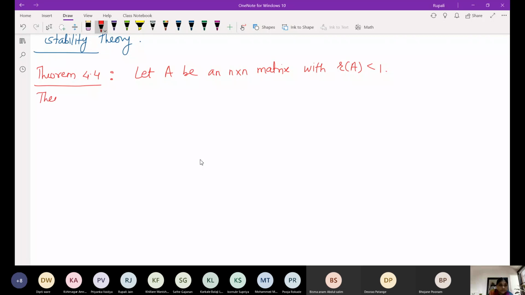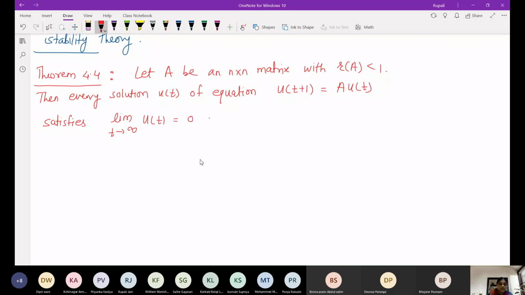Then every solution ut of equation 4.4, which is u at t plus 1 equal to A times ut, satisfies limit t tends to infinity of ut equal to 0. This means as t tends to infinity, all solutions tend to 0. So as t is large, ut is tending to 0, or tending to the origin.